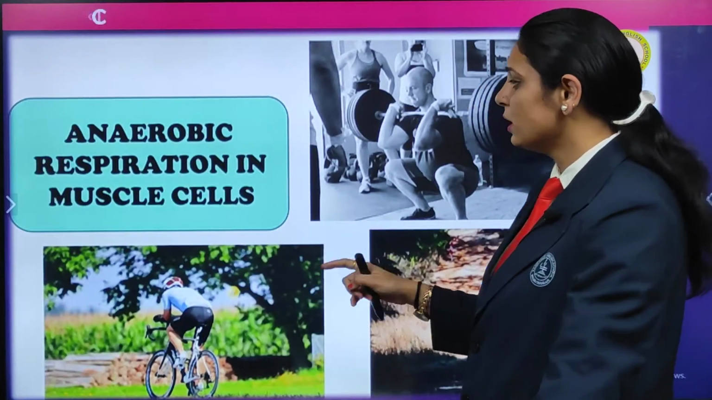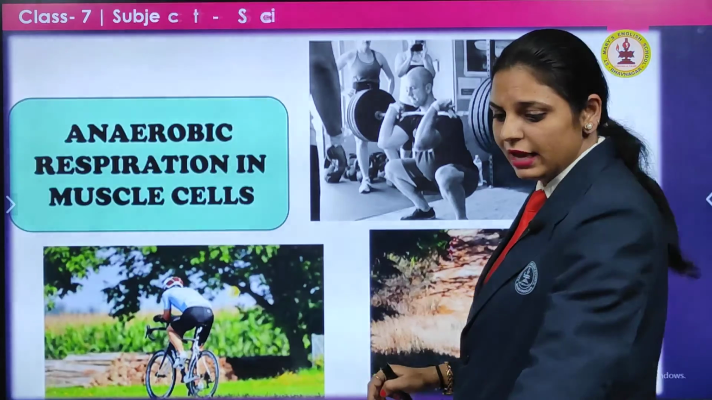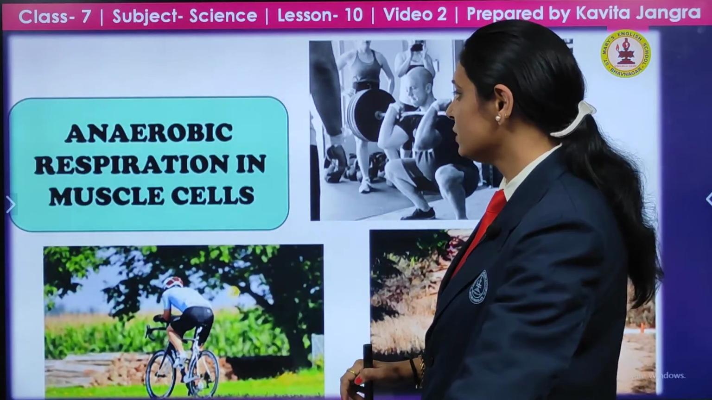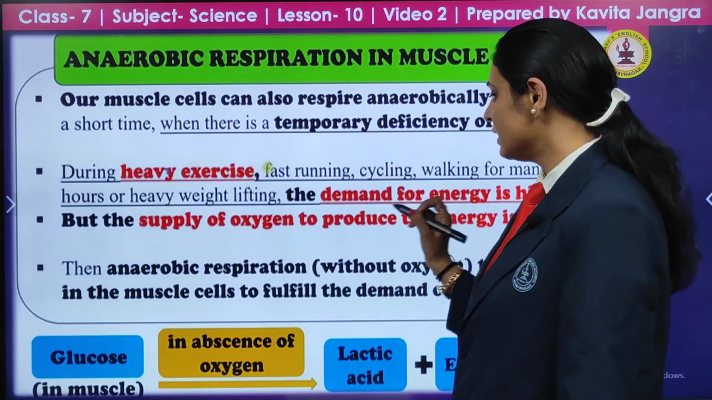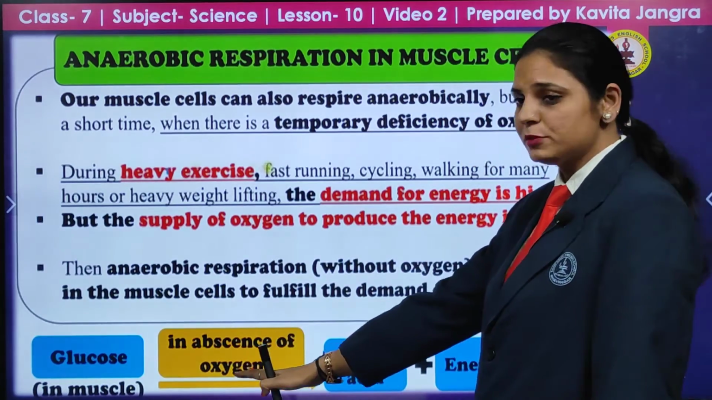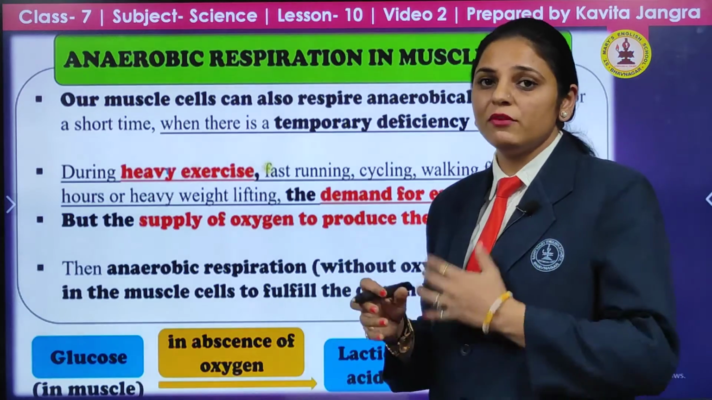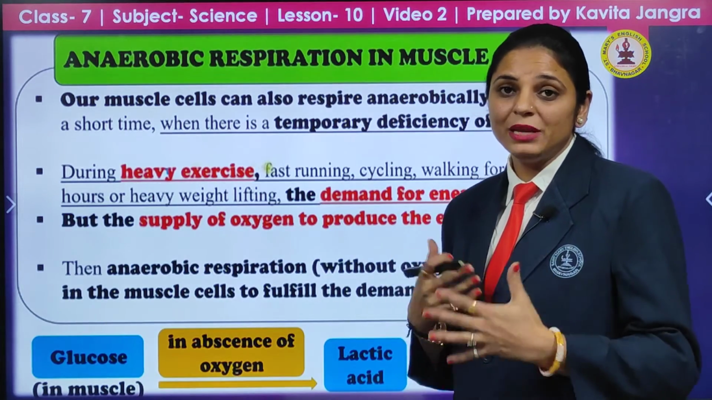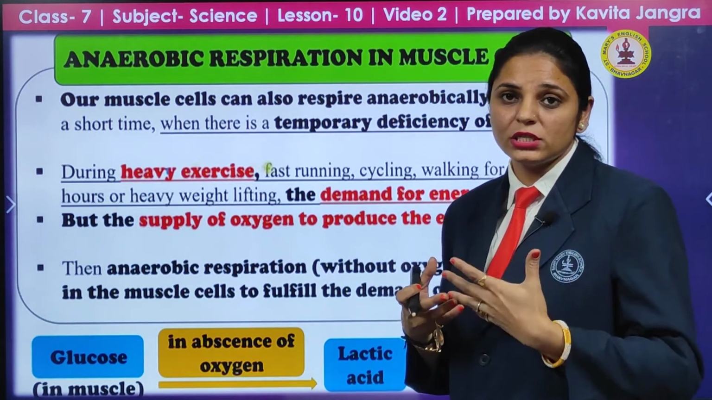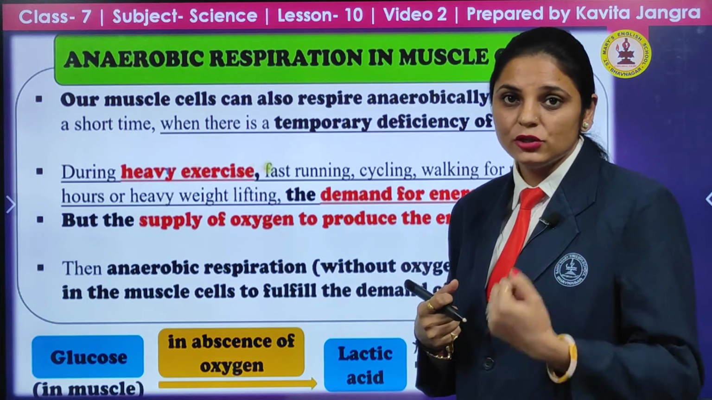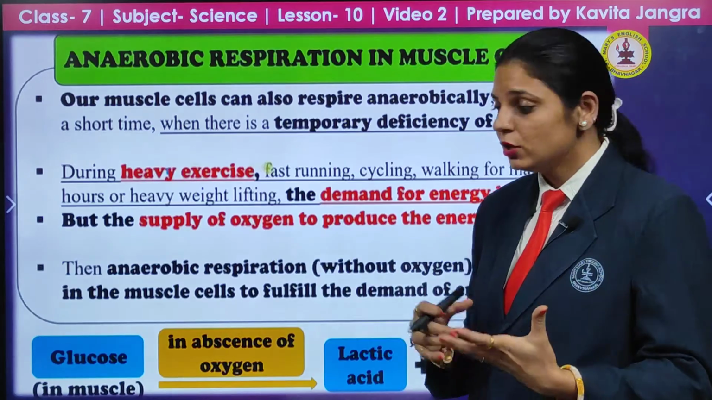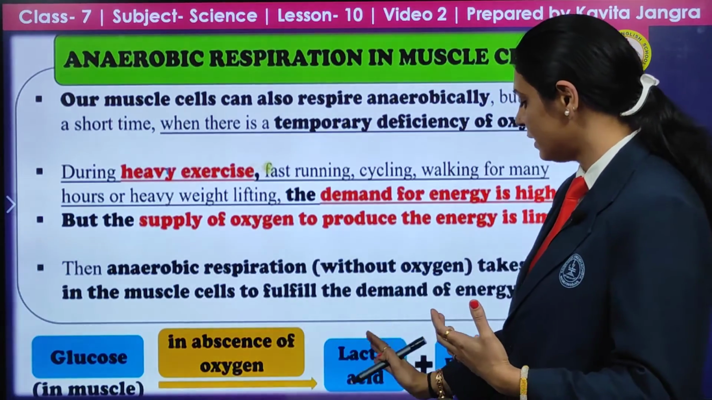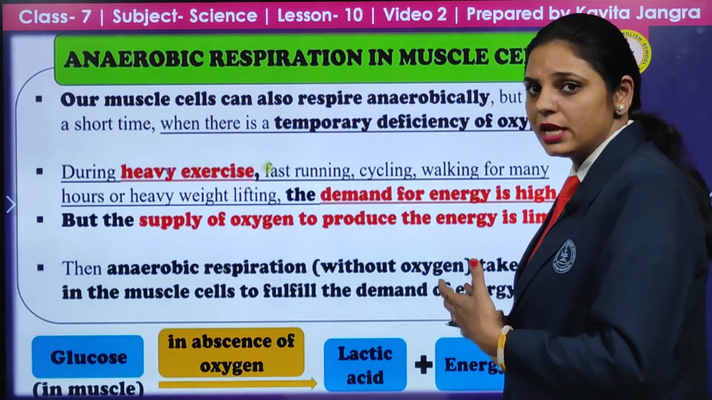Anaerobic respiration also occurs in the muscle cells when we are doing heavy exercise. And what is the end product in this case? That is lactic acid. Lactic acid is produced in the absence of oxygen, because when we are doing heavy exercise, we breathe fast, so the oxygen carrying capacity becomes less. In that case, the muscles respire anaerobically because they need energy. So anaerobically they respire, and lactic acid and energy are the end products.